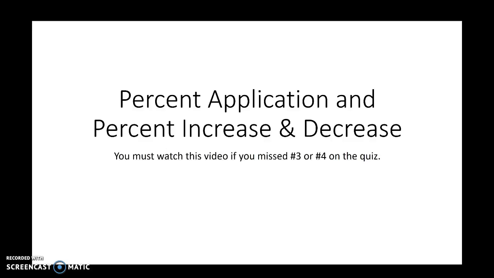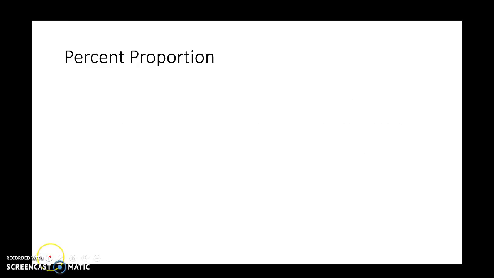All right, guys, so if you missed number 3 or 4 on the quiz, you're going to go ahead and do a review and go over the quiz questions for percent application and percent increase or decrease. So for percent application, we use our percent proportion, which we should already know. In the percent proportion, we always have 100 over here every single time. So the bottom right is 100, and on top of it is percent.